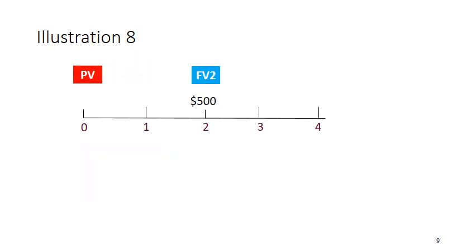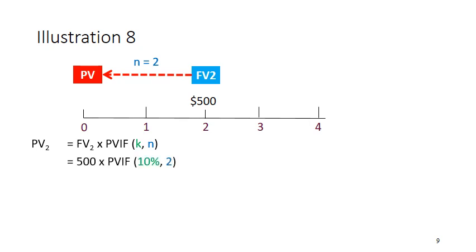Next, we move on to FV2. We're trying to find the present value for FV2. It has two discounting periods. So N is 2. Same thing, we use the same table formula. Substitute the figures in.